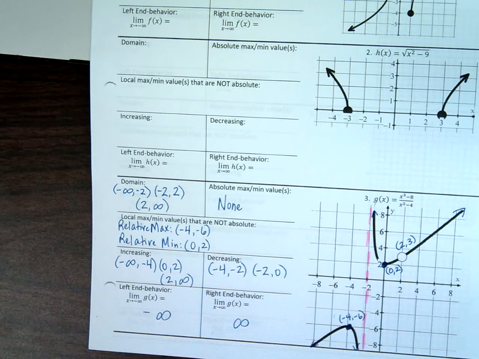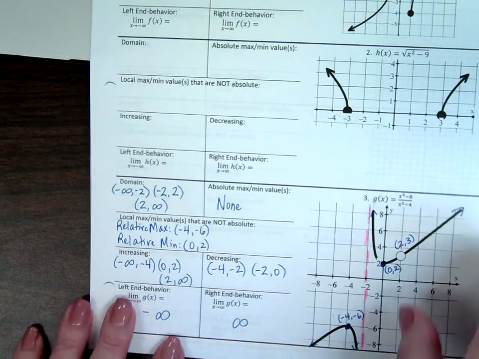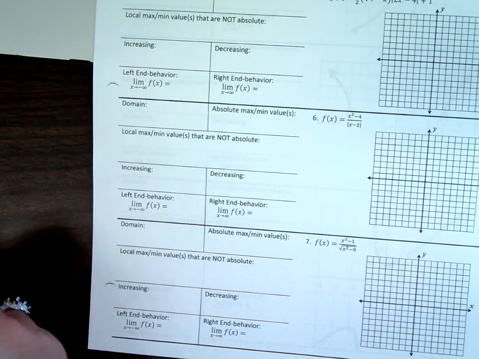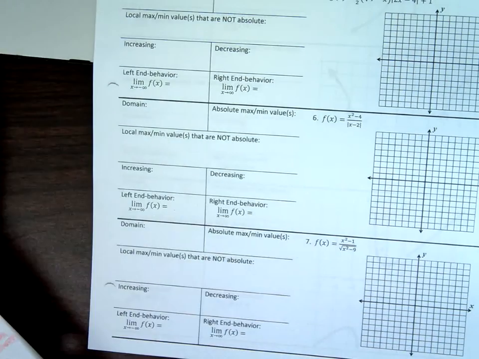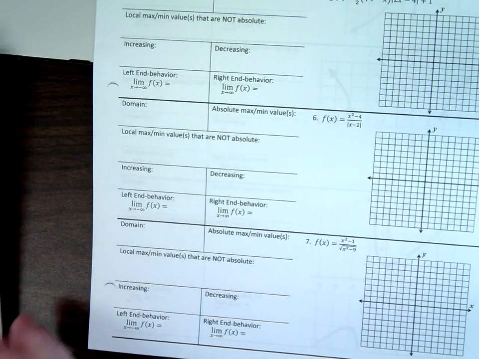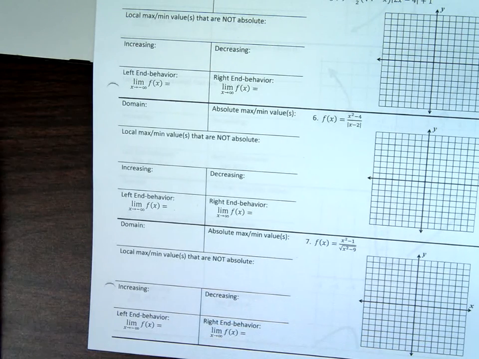I'll stop there for a sec. Questions from anybody? You okay? All right, we're flipping. Want to try one more together? And that would be number 5, because number 5 looks pretty darn ugly.